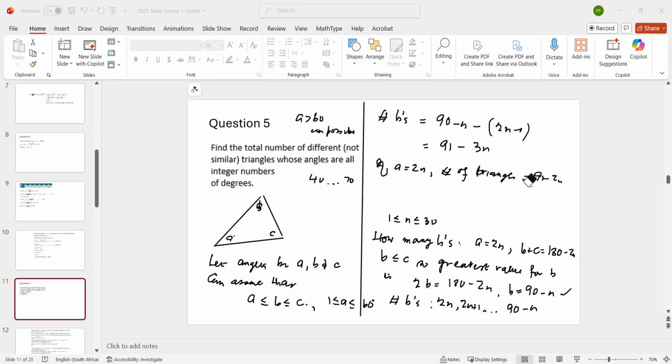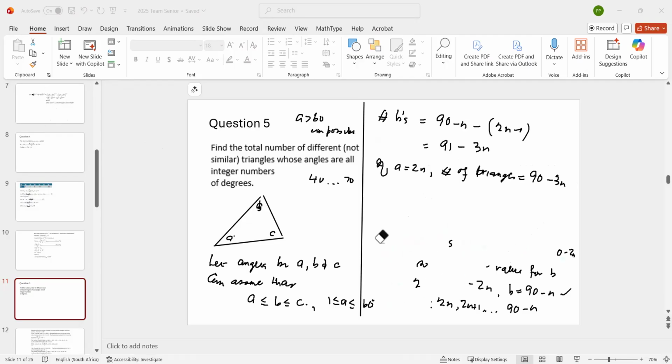Sorry, the number of triangles is equal to 91 minus 3n. Right, so I want to know altogether how many triangles there are. Now the A is even, so let's just count the number for the even. Don't need these now, so I can take them out, hopefully.